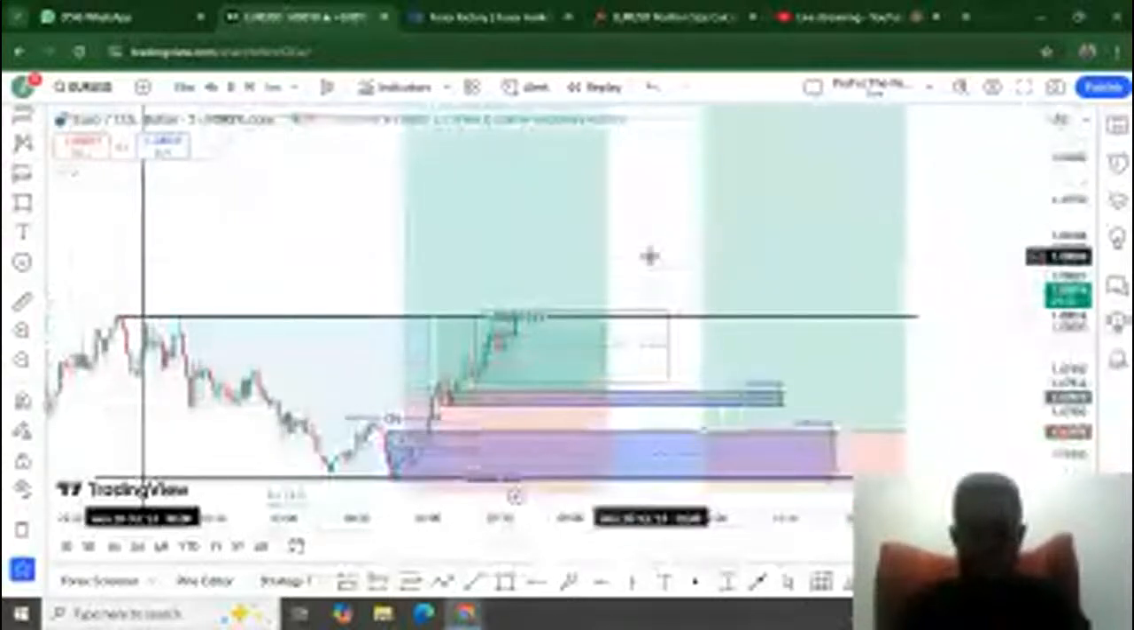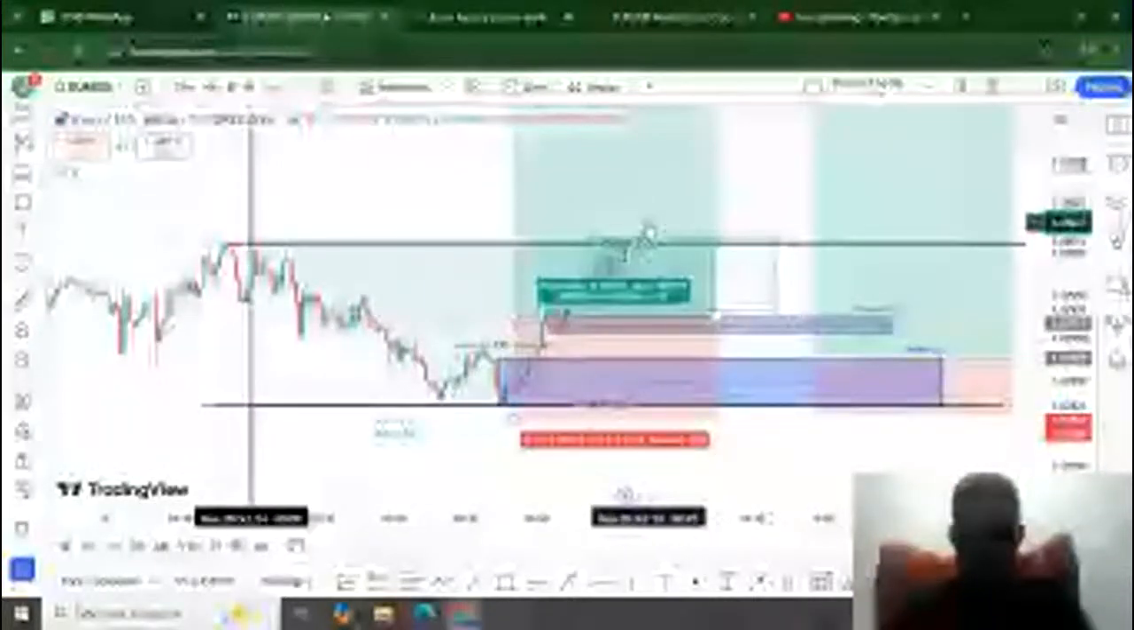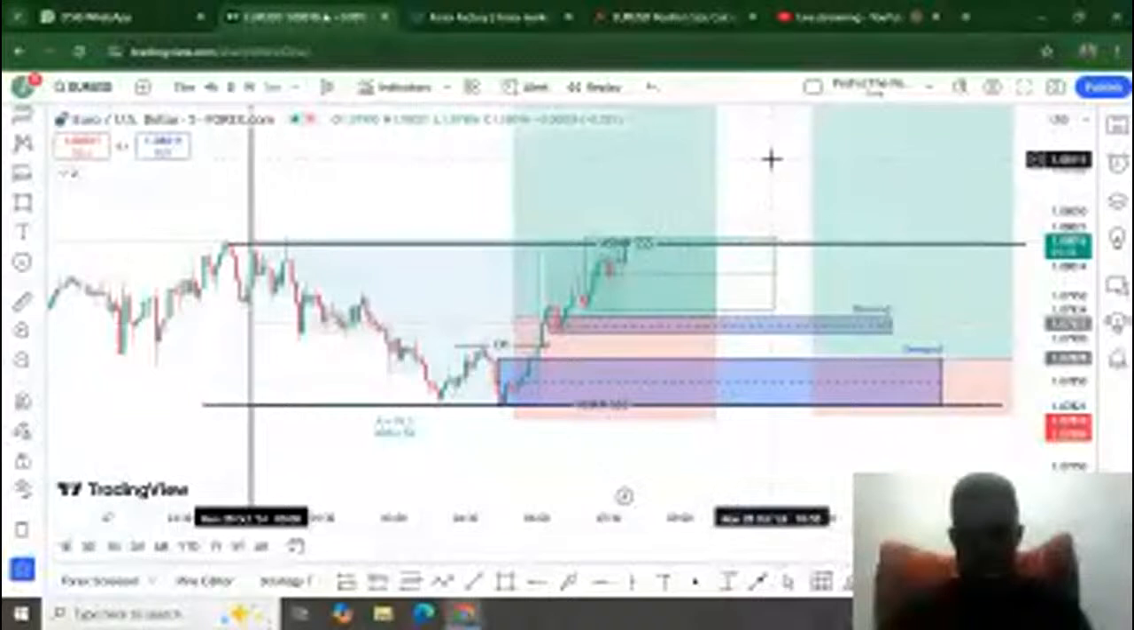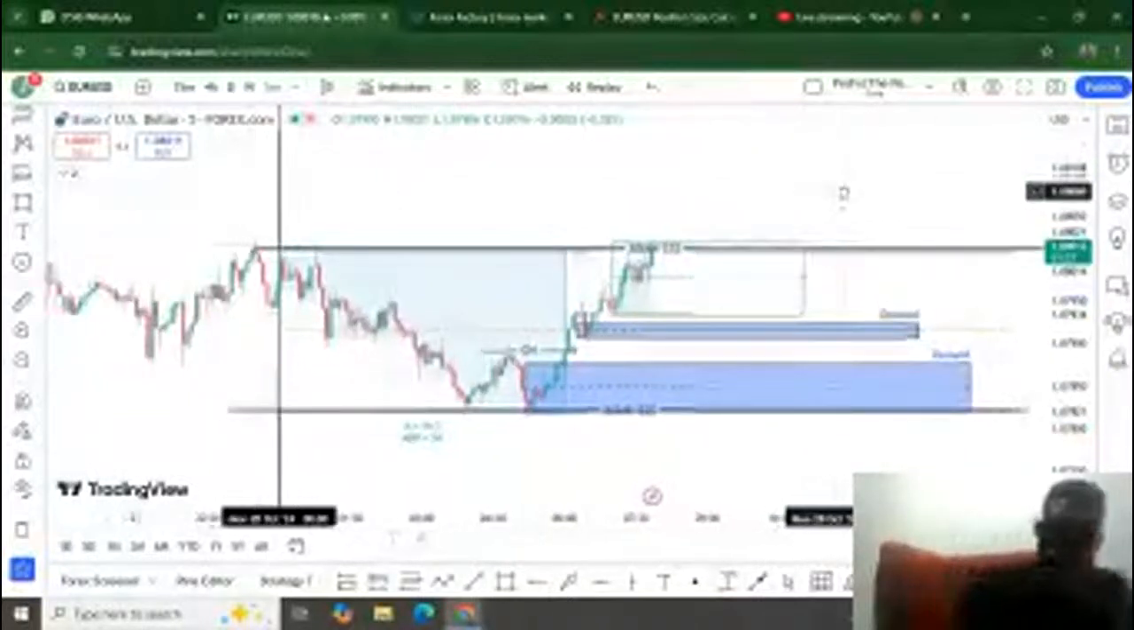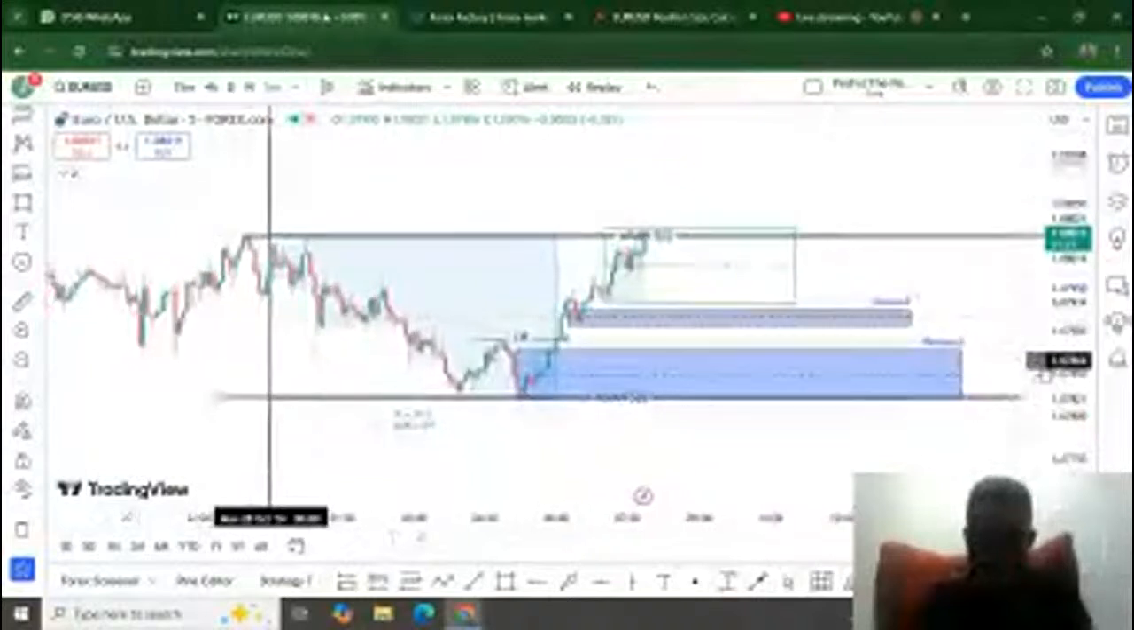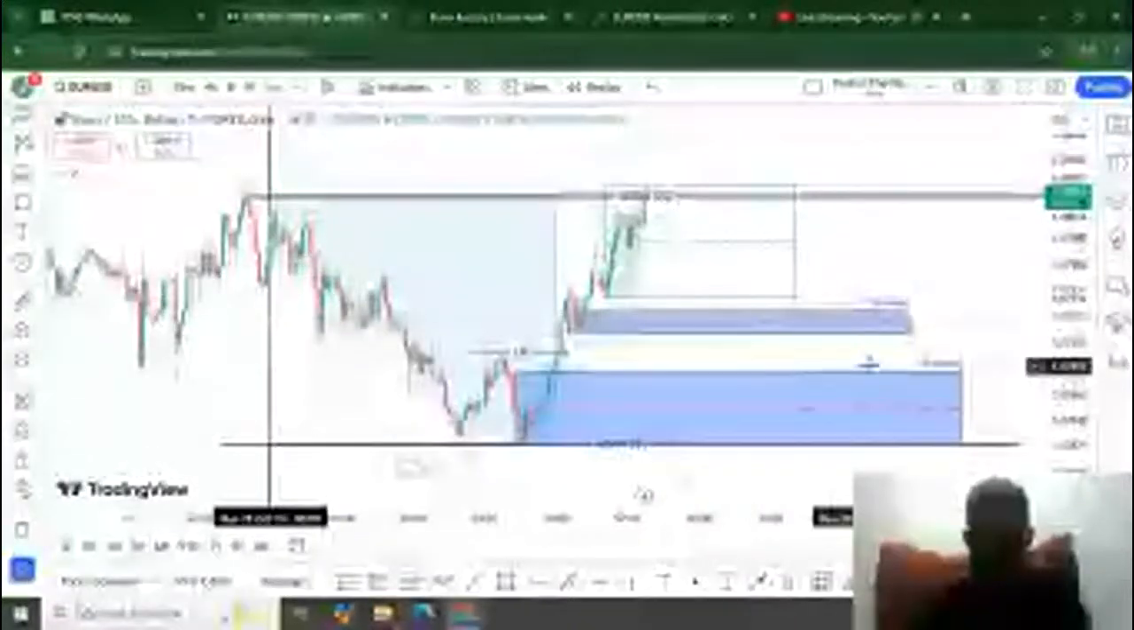There's no safe place to enter yet because we need a pullback. For us to have a good buy, we need a pullback. So let the market do what it wants to do until it pulls back to our locations. We are not interested.